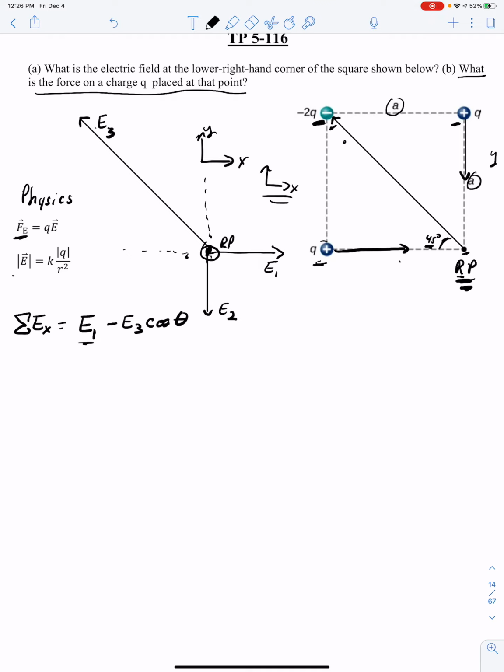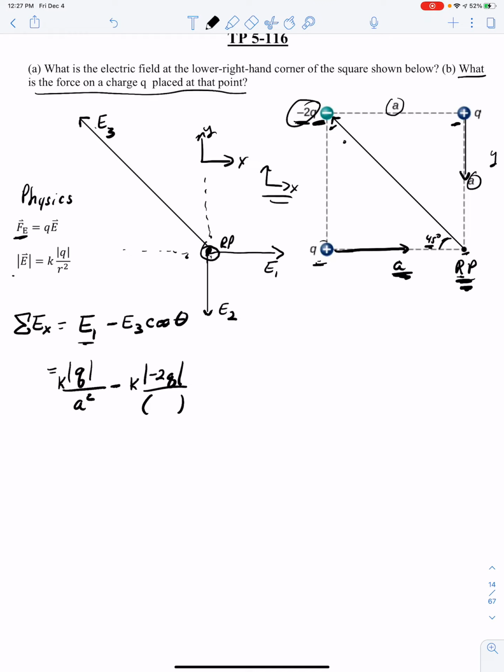So we can replace this: the charge in E1 is Q, K, that's positive, over A squared, because this is a distance A, minus K times the absolute value of 2Q, see, 2Q right here, over the distance from the reference point to the charge of negative 2Q.